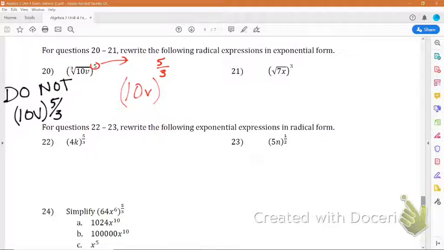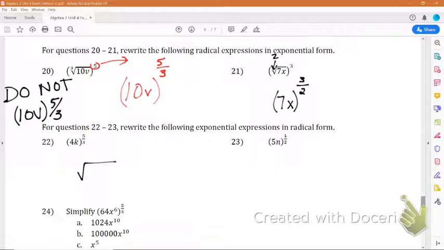Question 21 is a little bit tricky because there's no number written right here. It's always a 2, though. The smallest root we ever talk about is a square root. So we have 7x in parentheses. My exponent is going to be what? 3 over 2. Perfect. That would be my final answer. Again, there's no simplification needed. All you have to do is rewrite them.